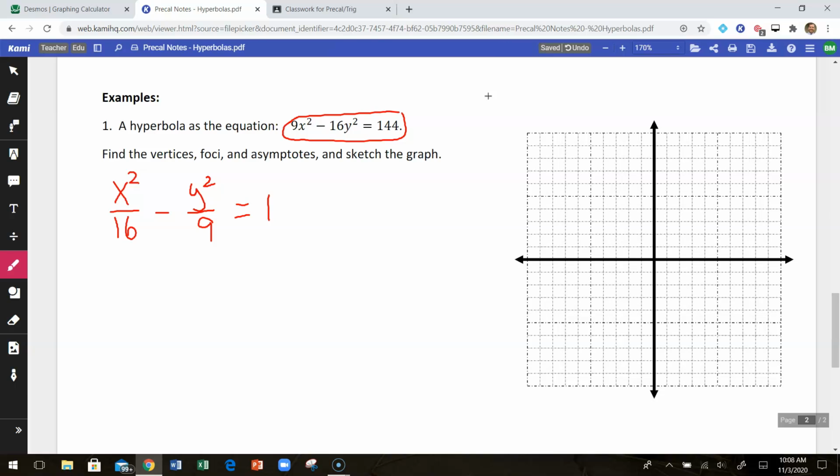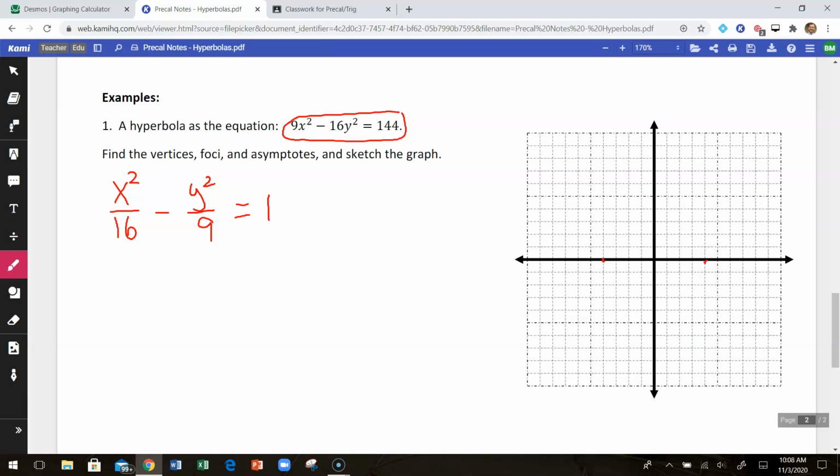Now I know it's going to be horizontal in orientation because my x term is my positive one. It has nothing to do with the fact that 16 is bigger than 9. With an ellipse, that's what you look at, but with a hyperbola, it's which one is positive, and in this case that's the x squared, so it's going to be horizontal. At that point, I'm going to plot some points to get my central box. The number underneath x is 16, so that tells me I'm going to go out 4 in each direction on the x-axis.